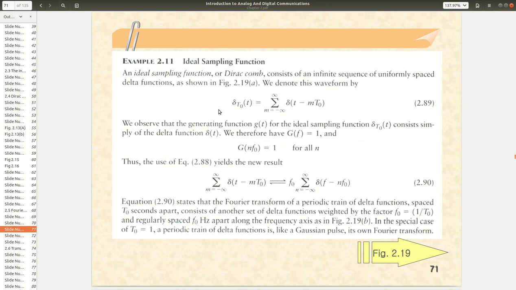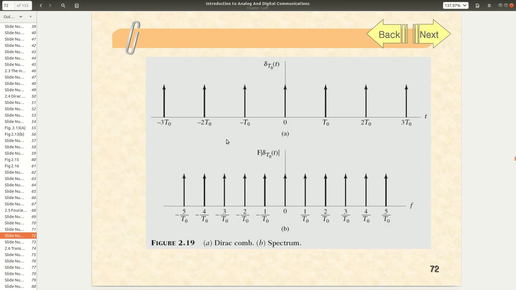So let's see, for example, this example here: the ideal sampling function. It is the sampling function. You have delta of t, t0, 2t0, 3t0, and so on, so you have a train of pulses, or a train of delta functions. If you take it to the other side, you will get a train of delta functions multiplied by f0. Here I have in the time domain a delta function at 0, plus a delta function at t0, plus delta functions at 2t0, 3t0. So it is a periodic signal.